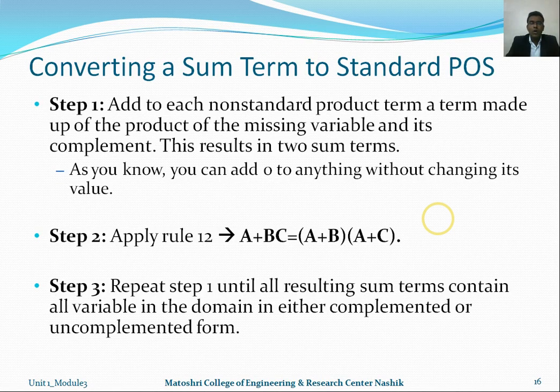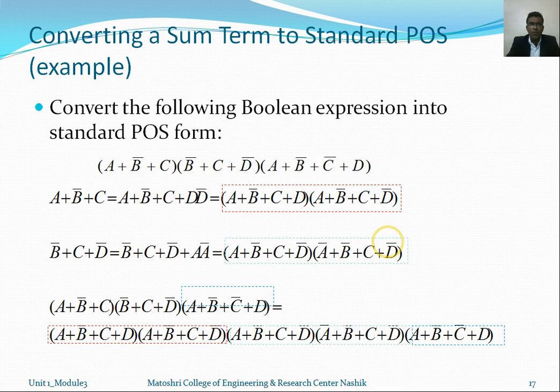Now, how do we convert a non-standard POS into a standard POS? Just keep in mind rule number 12: A ORed with BC gives A OR B, ANDed with A OR C. So how do we use this? We have to see directly in the examples how we convert non-standard to standard POS form.